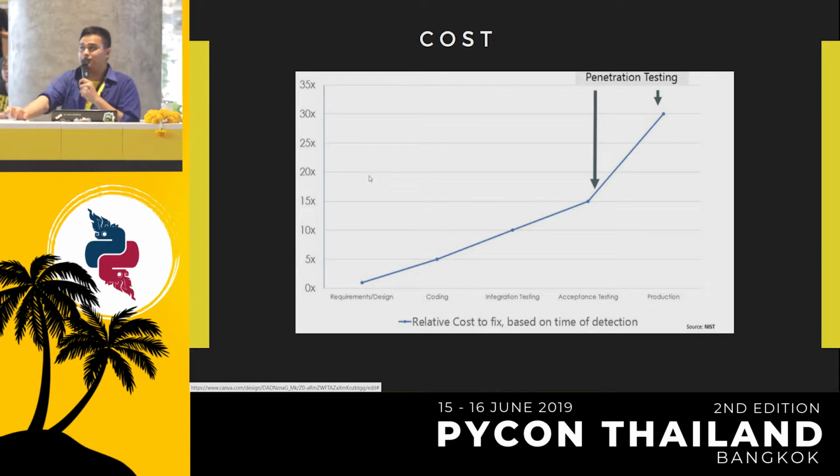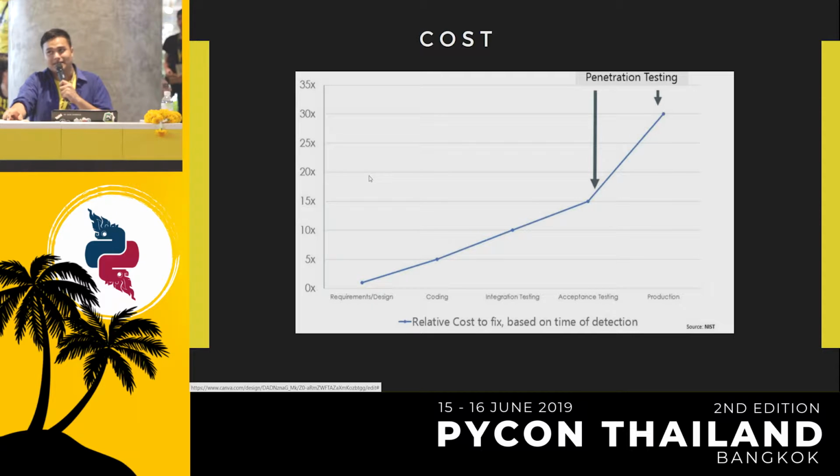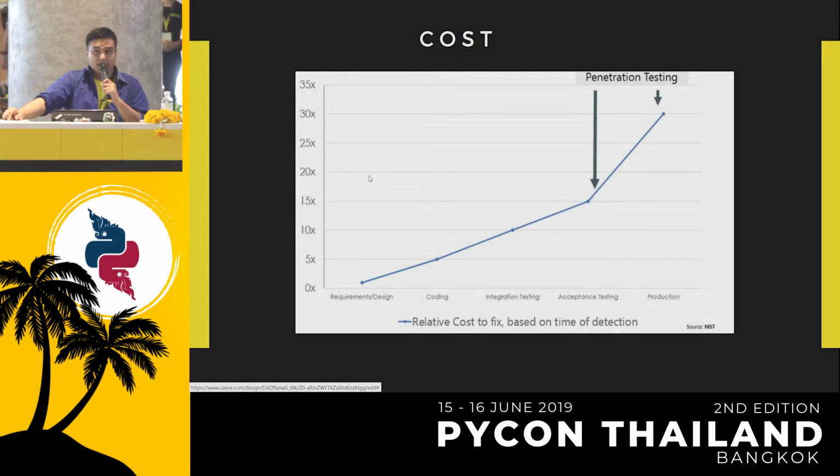So there is a survey from NIST. It said that if we realize a security issue in production, found by penetration testing, the cost to fix is 30 times higher than if we found the issue and fixed it at an earlier stage, meaning the requirement stage, coding stage, or integration testing.